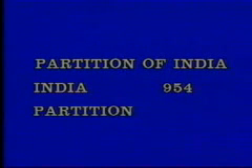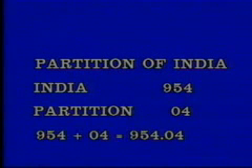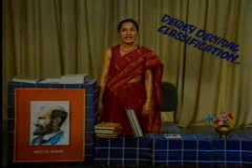And our problem is to find a number for the partition of India, that is a time number. If you see the numbers given under 954, you will find the partition number is 04. So the number will become 954.04, that is the number for the partition of India. These are all direct numbers.